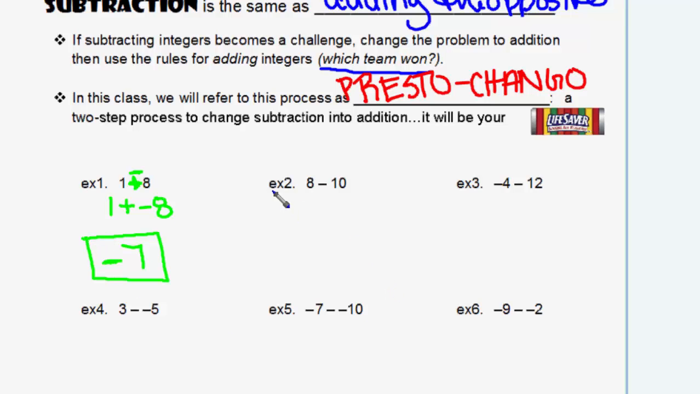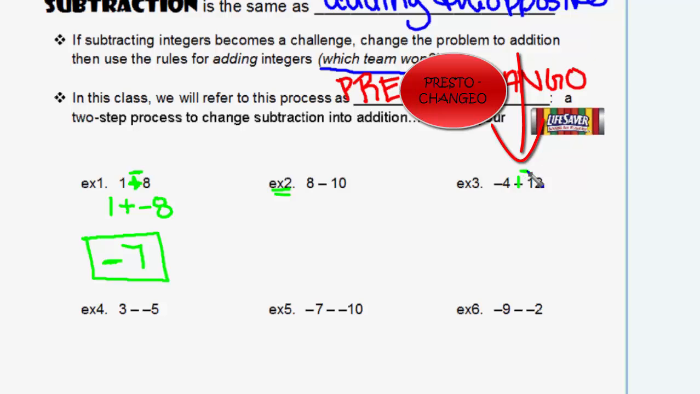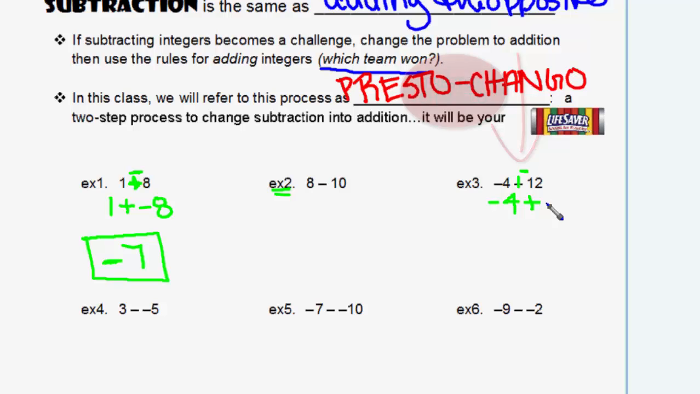Okay? I'm going to have you guys try example 2. Let's do example 3 together. So I have a negative 4 minus 12. I'm going to take that subtraction sign and add the opposite. So if you want, you can rewrite: negative 4 plus a negative 12. So look at this now. Now they're the same sign. I have a negative 4 plus a negative 12. I can just add them up and I would get negative 16.